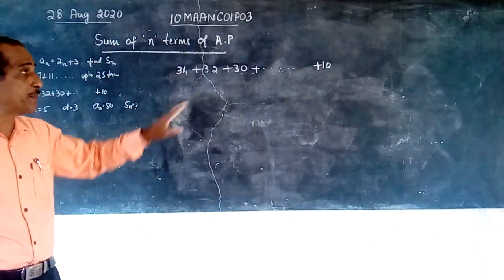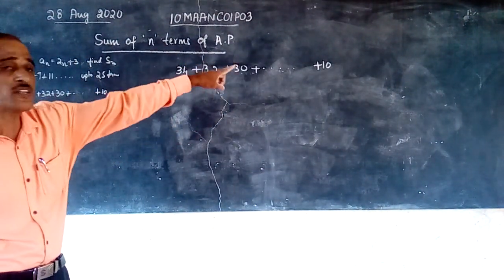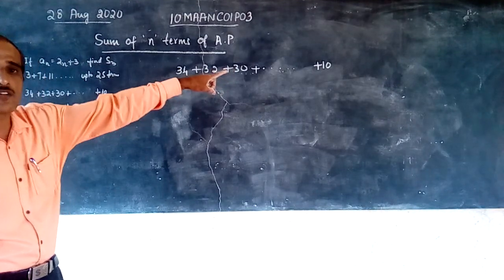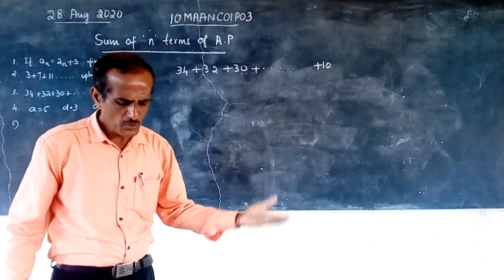It continues up to the last term, which is given as 10. The number of terms is not given, unlike the previous question where the number of terms was 25. But the last term is given, and that is enough. You can use that formula also. So how to do this question? You can use both methods.